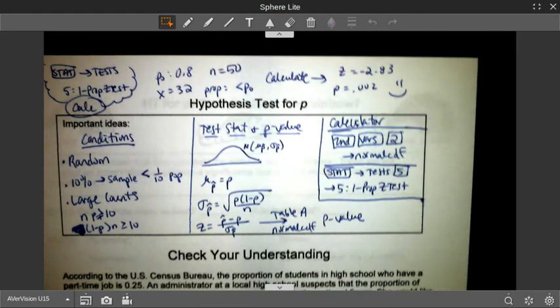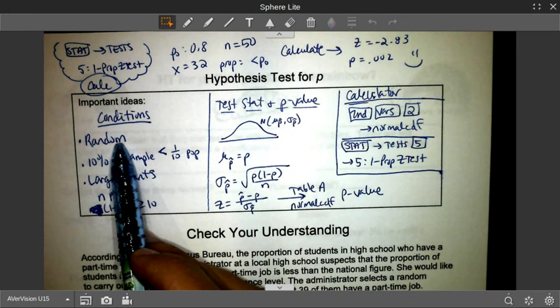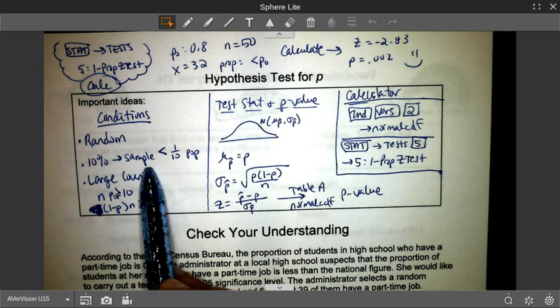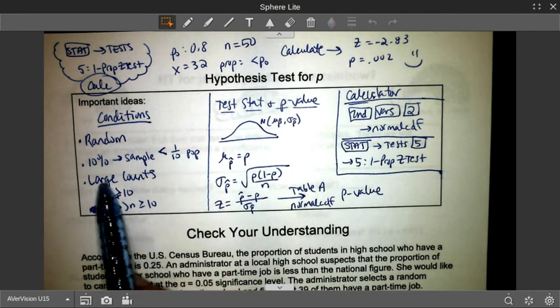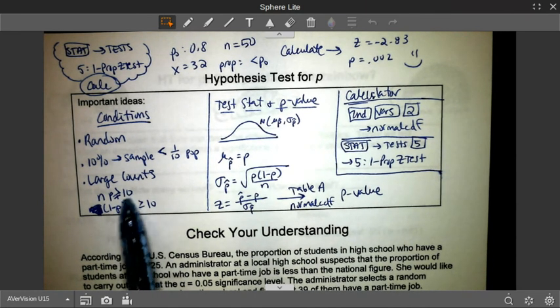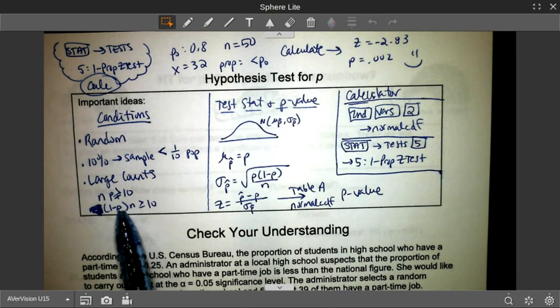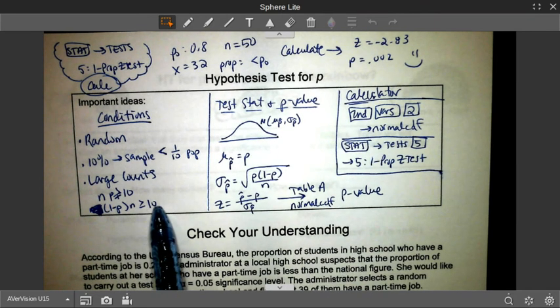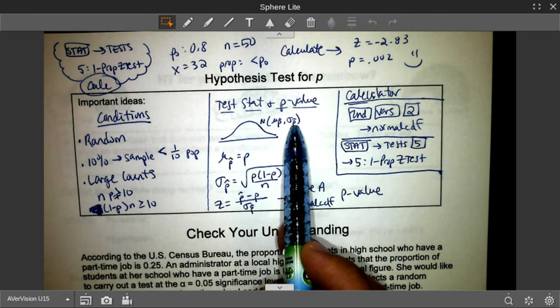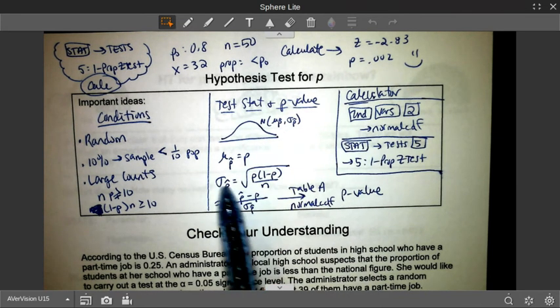On the next page, we have our important ideas here, the conditions, the 3 conditions we talked about: randomness, the 10%, that the sample is less than 10% of the population, or 1/10 of the population, and our large counts, n times p is greater than or equal to 10, and then n times 1 minus p, sorry I wrote that a little backwards, is greater than or equal to 10 as well. We have our normal curve here with our mu and our standard deviation, our formula for mu, our formula for standard deviation, our formula for our z-score.